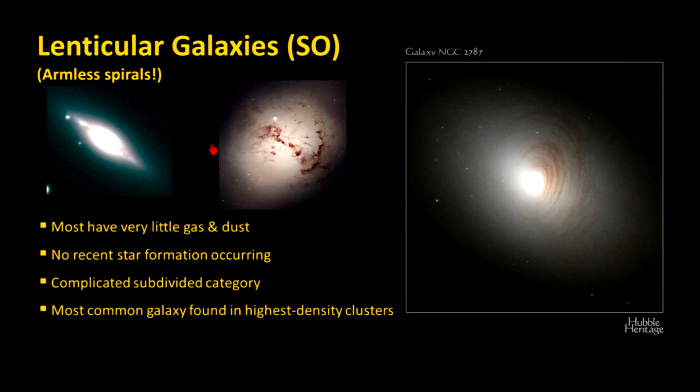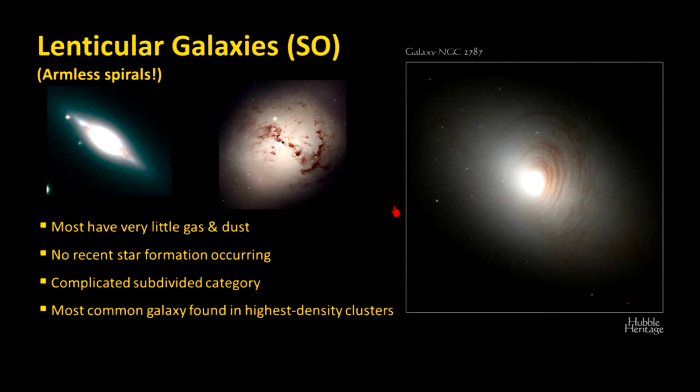And of course, these have some features that start to suggest that they are similar to spiral galaxies. But they have some of the hallmarks of elliptical galaxies. They have very little gas and dust, like an elliptical galaxy. There is, of course, no recent star formation. And you can see that there's some strange shapes, and as you can see in this bullet point here, it's very complicated to try to subdivide this into a separate category.